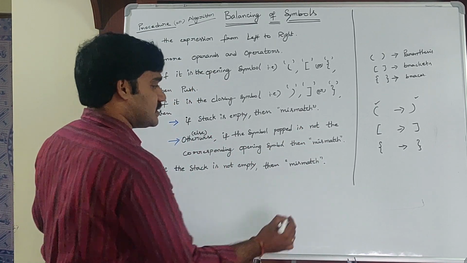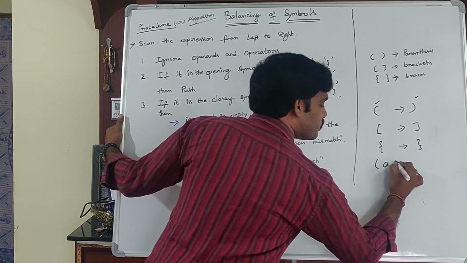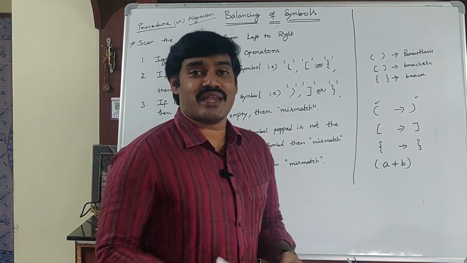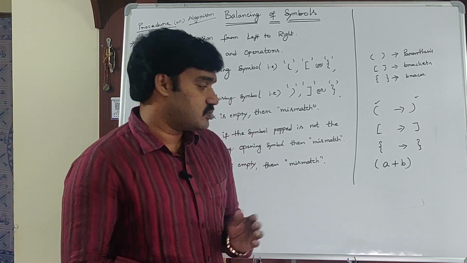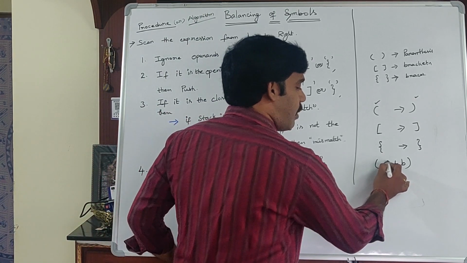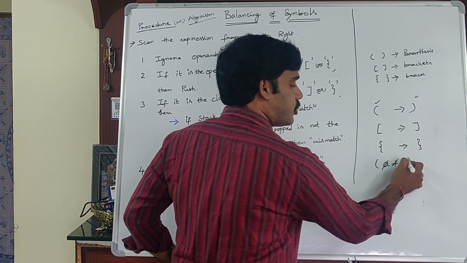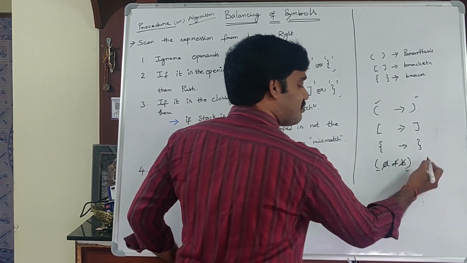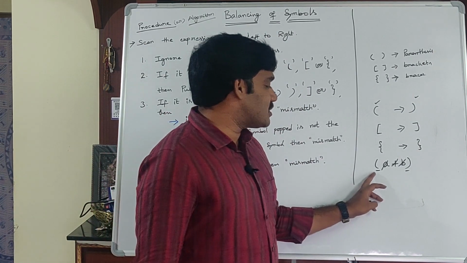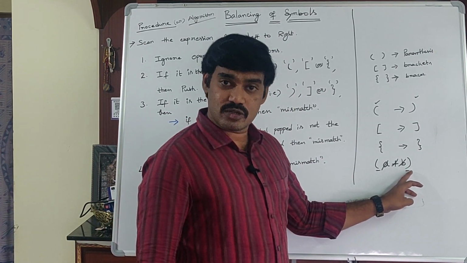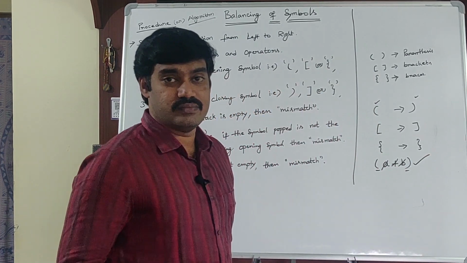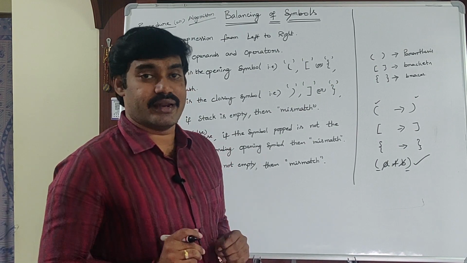Take an example as (A + B). Consider this expression. In this expression, whether the symbols are balanced or not. Ignore operands and operators in your expression. So A is an operand, ignore. Plus is an operator, ignore. B is an operand, ignore. What are the symbols? Opening parenthesis as well as closing parenthesis. So opening parenthesis should have the corresponding matching closing parenthesis. So here symbols are balanced. Compiler will not raise an error.